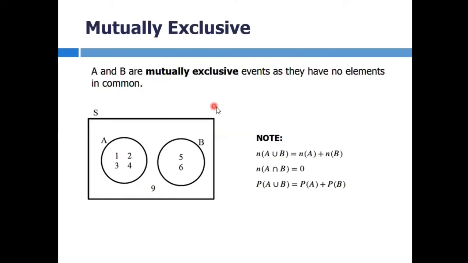So now we talk about different types of events, and you'll see there's a couple of them that we look at. A and B are mutually exclusive events as they have no elements in common. So the first thing we talk about is mutually exclusive events. Okay. And basically the mutually exclusive events means this here. And the reason why it means that the probability of A or B is equal to just the probability of A plus the probability of B.